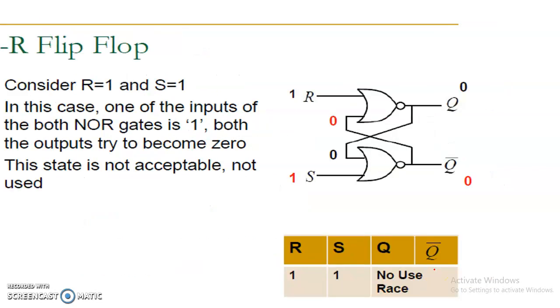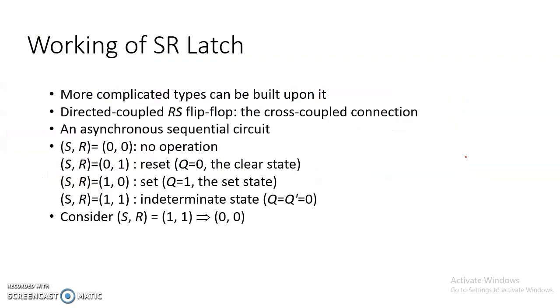Now last is the 1, 1 condition, which is not used, because if I consider Q is 0, Q bar is 1, then for both the NOR gates the inputs are 1, 1. So they will not depend on R and S, both are 1, 1. They will not depend on the previous Q value. I'll get both Q and Q bar as the same. As both are complements of each other, they cannot be the same. That is why this condition is called the not acceptable condition.